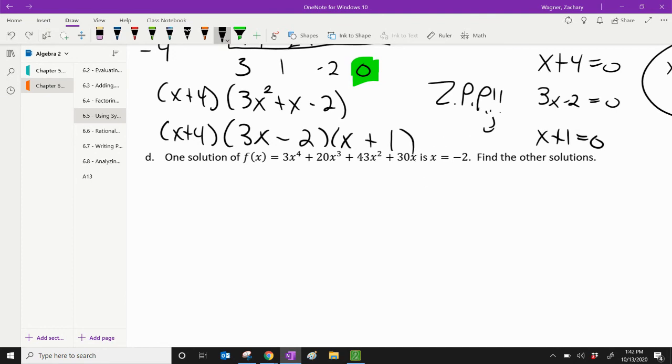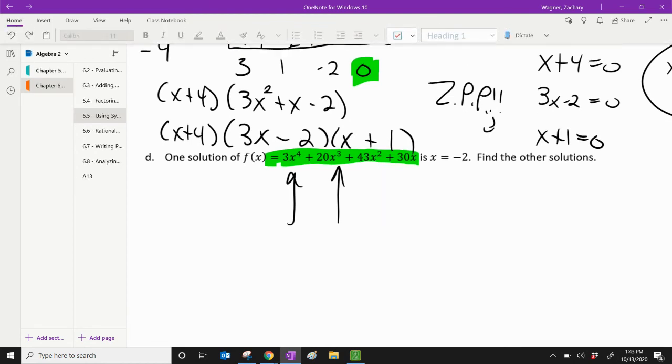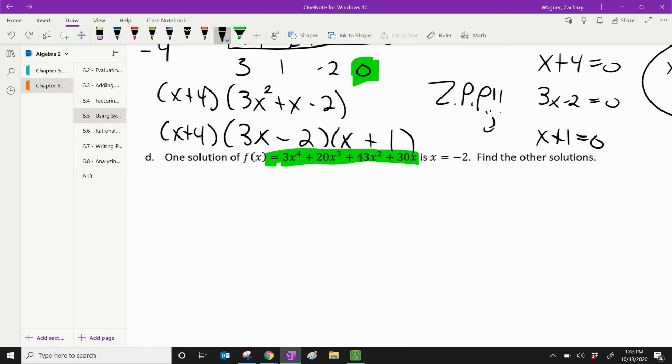Find the other solutions. Now, right away, all we're trying to use is factoring to solve this. You can jump right in and pull out negative 2. However, I do see they all share an x. Pull it out. You can make your life easier at any point. All we're doing is factoring. If you pull out an x, what you're left with is 3x cubed plus 20x squared plus 43x plus 30.